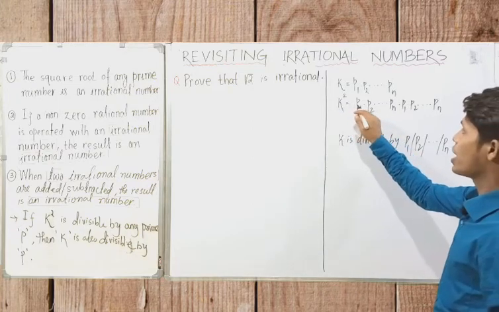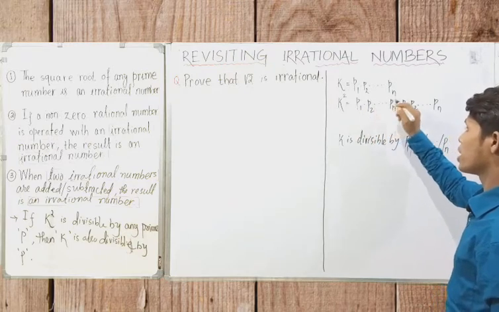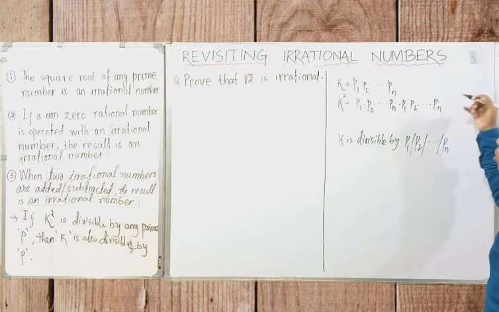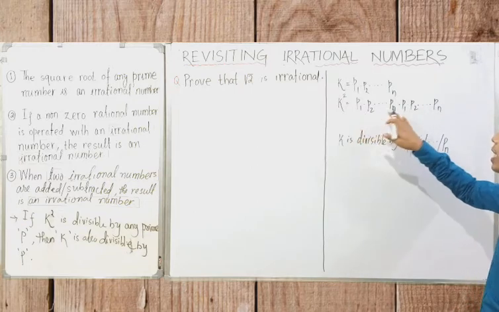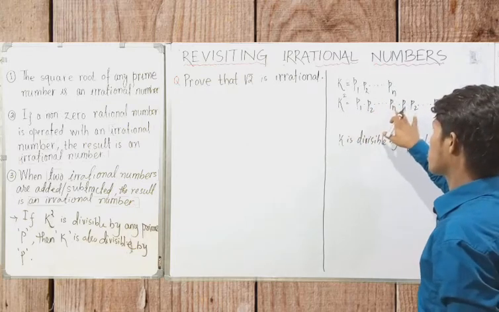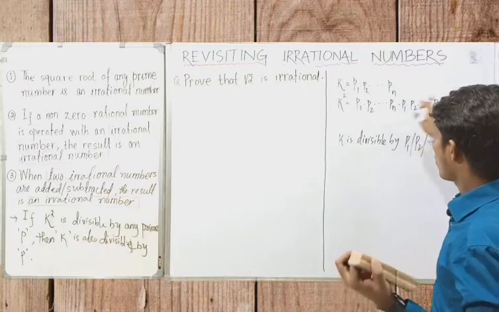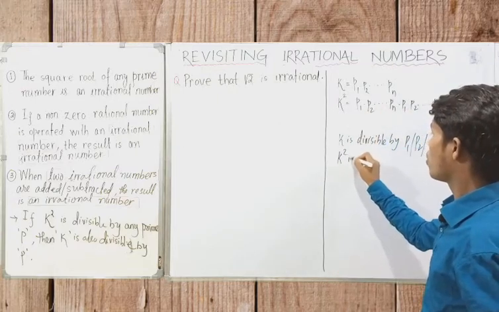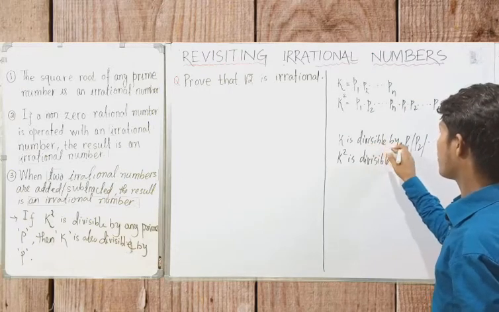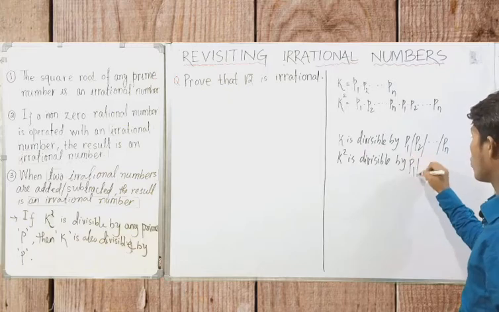Here we got k square is equal to p1 into p2 into p3 up to pn, again into p1 into p2 into p3 up to pn. Here also you can see there are no other prime numbers. Those prime numbers p1 to pn are multiplied 2 times. So here k square is also exactly divisible by only those prime numbers.